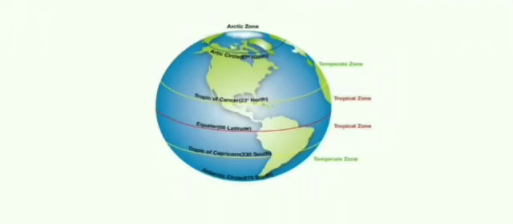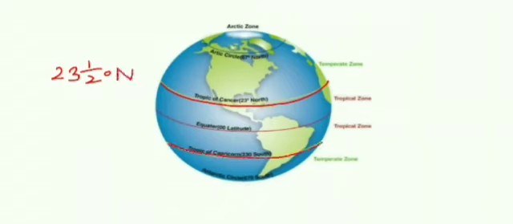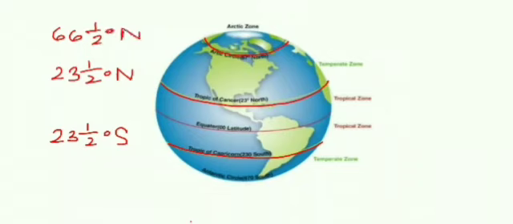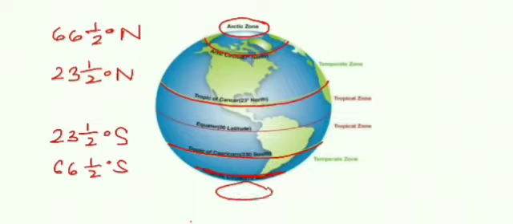Let's discuss some of the important latitudes. Tropic of Cancer is located in Northern Hemisphere at an angular distance of 23.5 degree north. Tropic of Capricorn is located in Southern Hemisphere, having the same angular distance, 23.5 degree south. Arctic Circle is at 66.5 degree north, and also the Antarctic Circle at 66.5 degree south. Beyond this is called the Arctic Zone, and here we call it the Antarctic Zone.